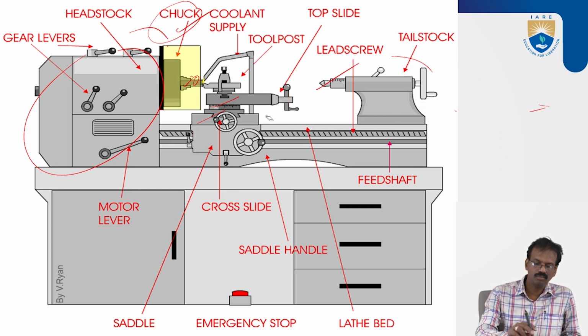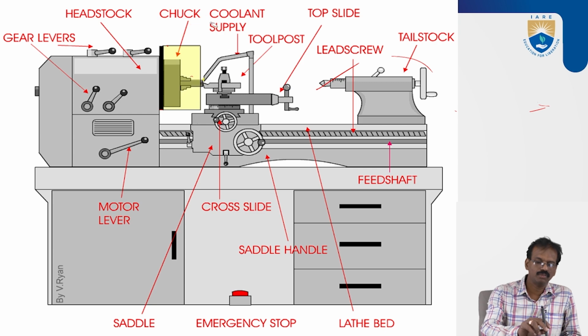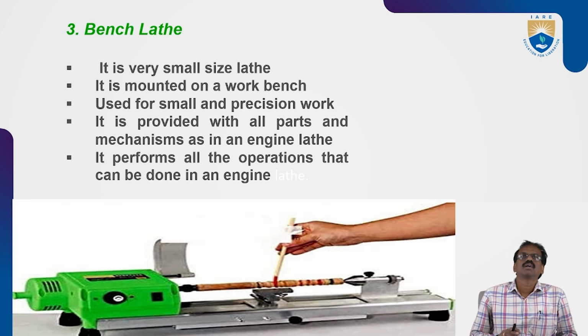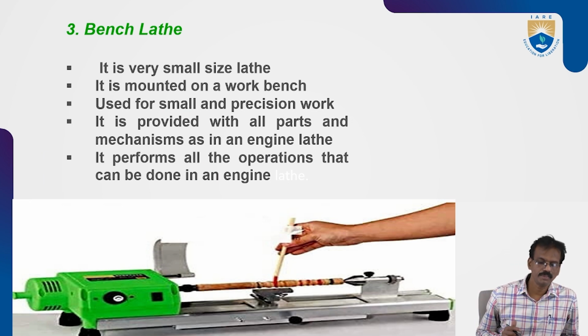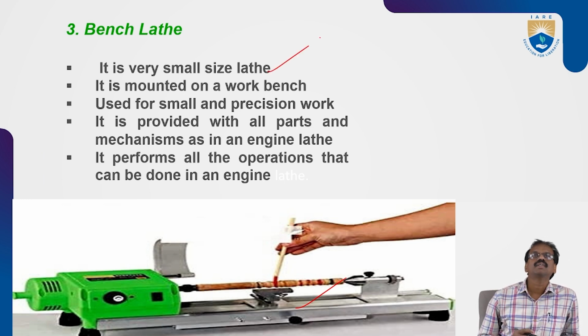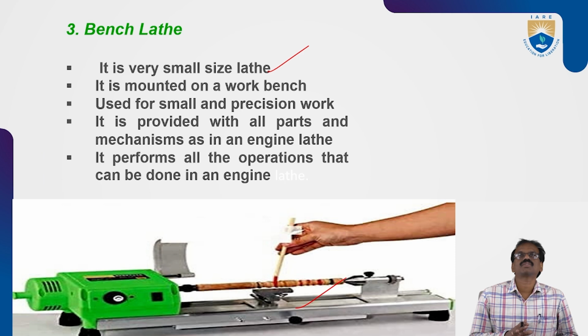This type of lathe is mainly used in industries. Next one is the bench lathe, a very small size lathe machine. You can see in the diagram, it is very small in size. It is mounted on benches, so we can simply call it a bench lathe. It is mainly used for small and precision works.